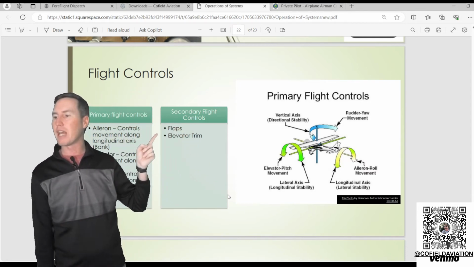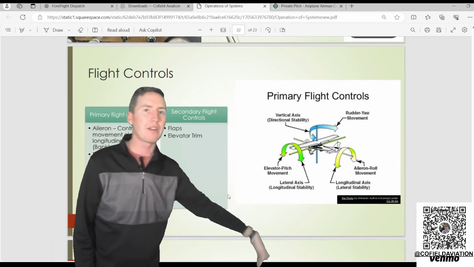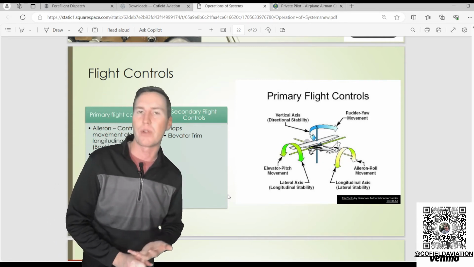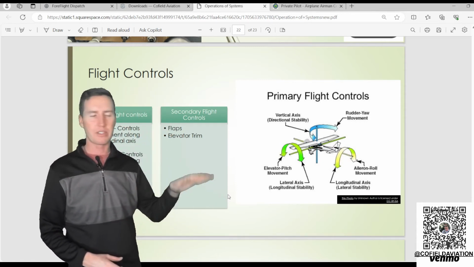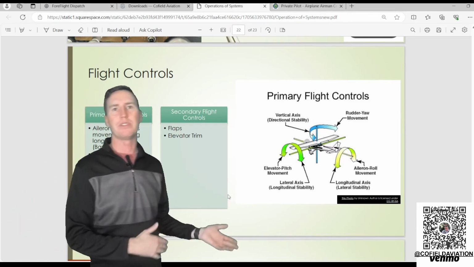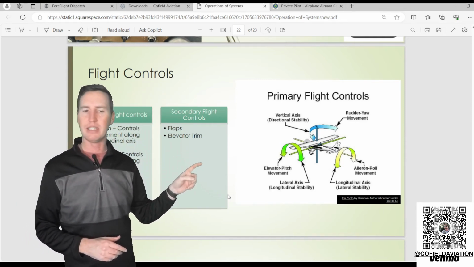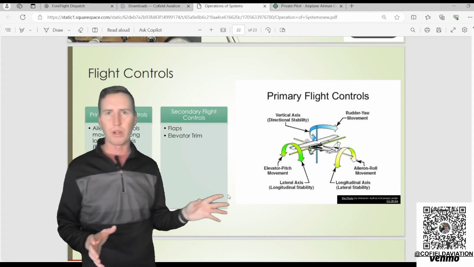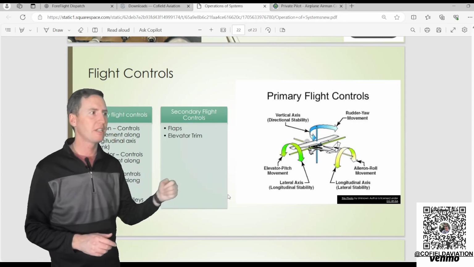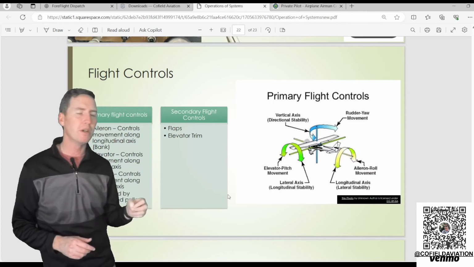Secondary flight controls: flaps, all right? Flaps allow us to make a steeper angle of descent without gaining airspeed. Flaps add lift, and conversely, they also add drag. Again, it just allows us to make a steeper angle of descent without gaining airspeed. Now that we have flaps, we don't have to do forward slips, okay? Elevator trim is probably the most important secondary flight control on the airplane, and it just allows us to have fingertip flying, a very light golf grip, if you will, on the yoke.